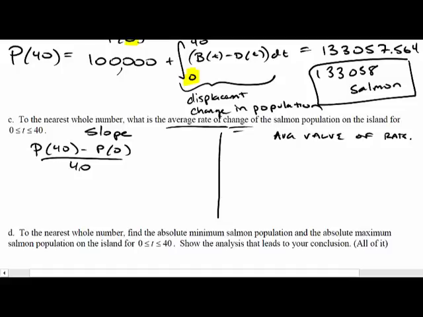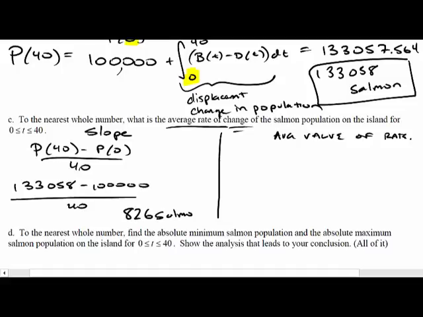P of 40 I found earlier, so that's 133,058 minus 100,000 over 40, which comes out to be 826 salmon per year.